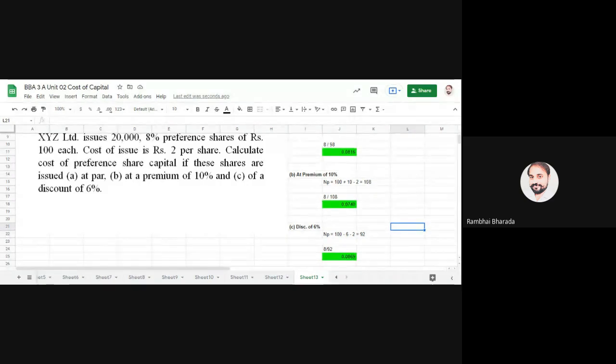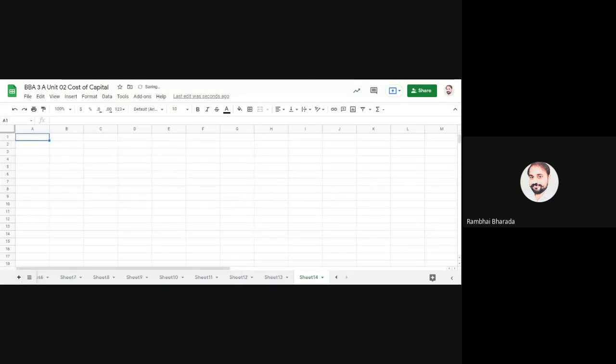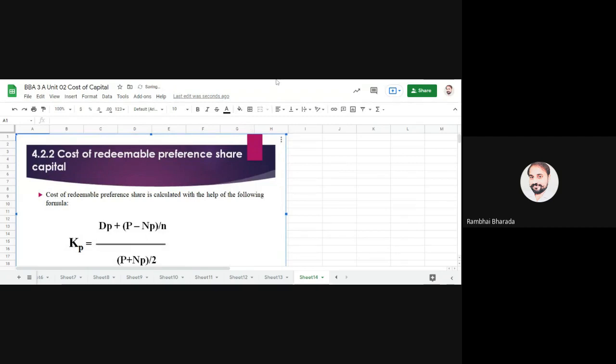Now write down the next title. Cost of redeemable preference shares. Okay, let us understand the concept first. What do you mean by redeemable preference shares?